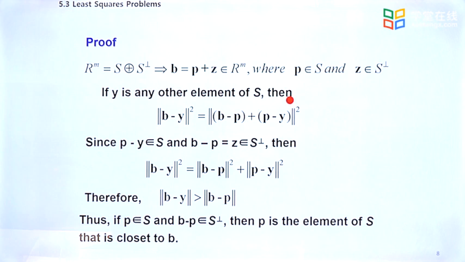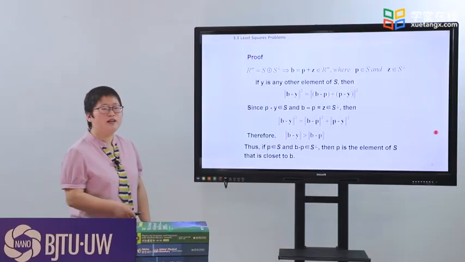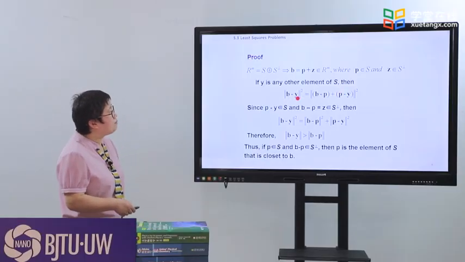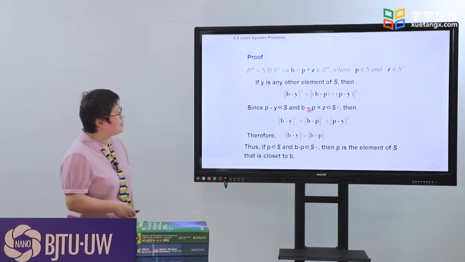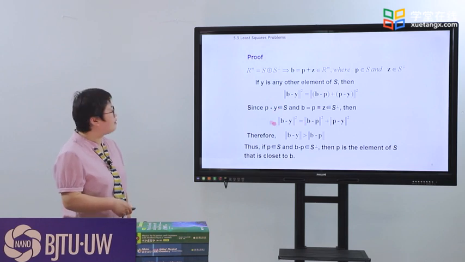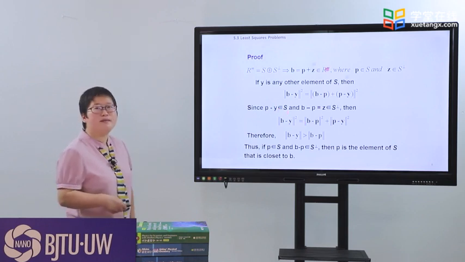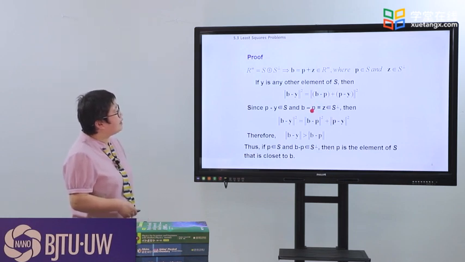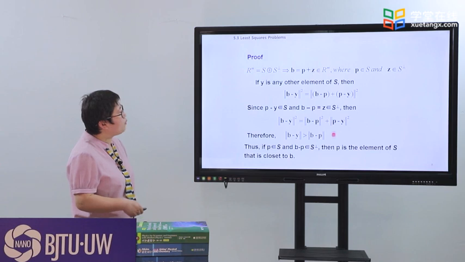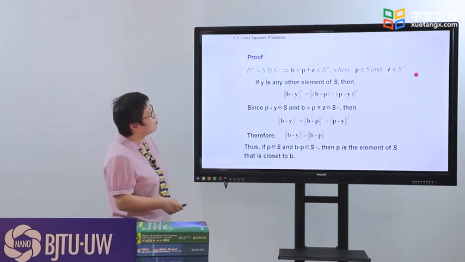If Y is any other element of S, then the length of B minus Y to the power 2 equals the length of B minus P plus P minus Y, to the power 2. This is an equivalent transformation. Because P belongs to S and Y belongs to S, and S is a subspace, P minus Y belongs to this subspace. Also, B minus P equals Z, where Z belongs to S orthogonal complement.